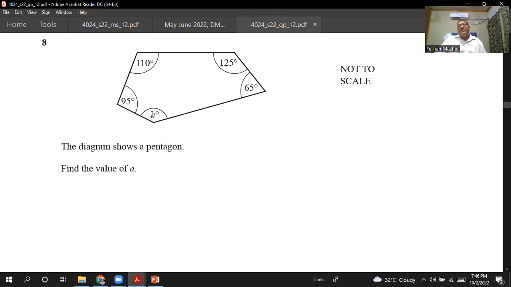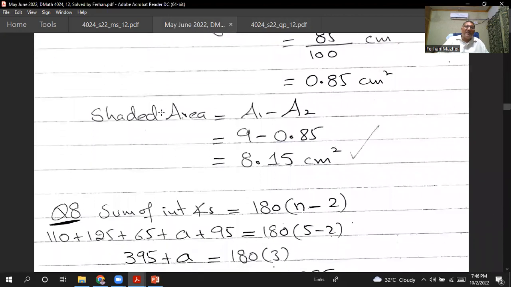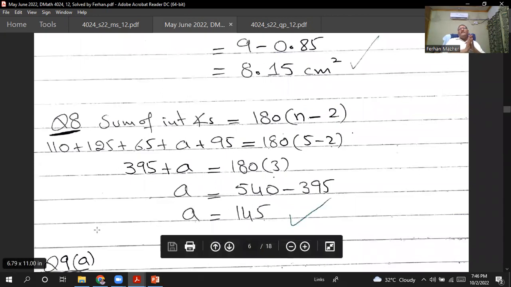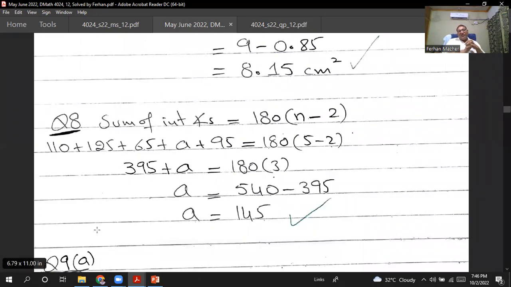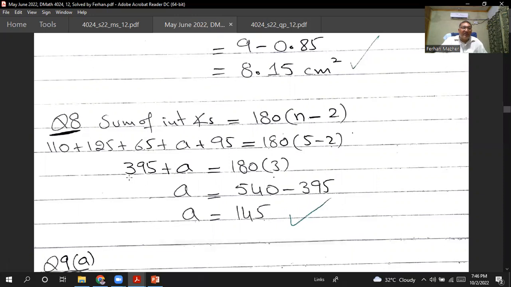If you add them, that will be equal to the sum of the internal angles of the pentagon. If you do not remember how much the sum of the internal angles of the pentagon is, you can find it using this formula. The sum of the internal angles of any polygon is equal to 180 bracket n minus 2. So in place of n, I will put 5. The sum of internal angles will be 110 plus 125 plus 65 plus A plus 95 equals 180 bracket 5 minus 2. If I add 110, 125, 65, and 95, this will be 395 plus A equals 180 times 3, that's 540.